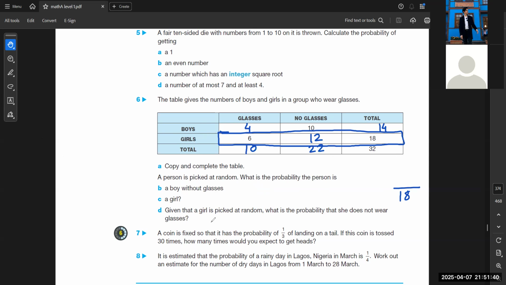And how many girls do not wear glasses? 12. So 12 over 18 is your answer for if a girl is picked, meaning we are locked in on this row only. What is the probability that she does not wear glasses? 12 over 18. That's it.